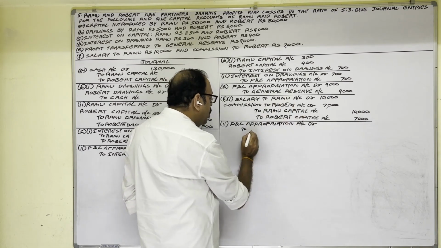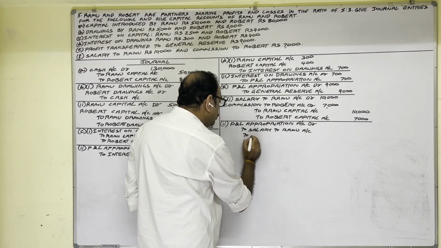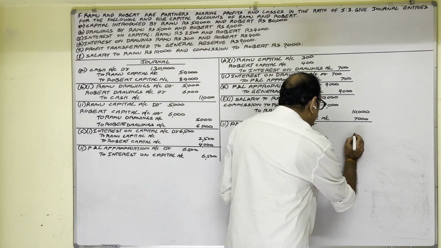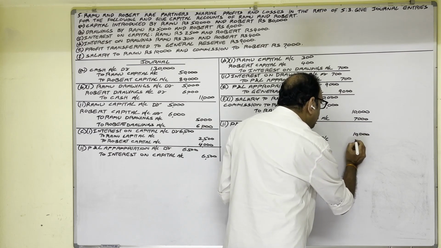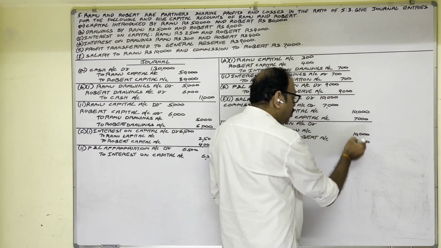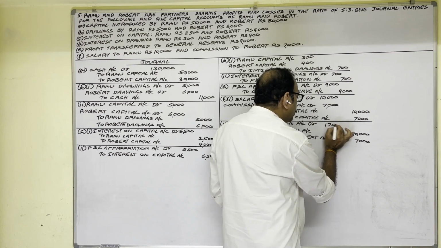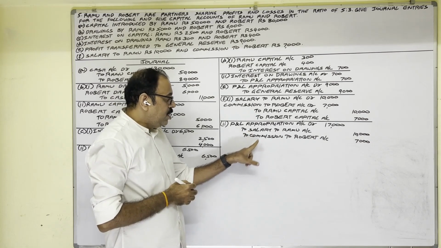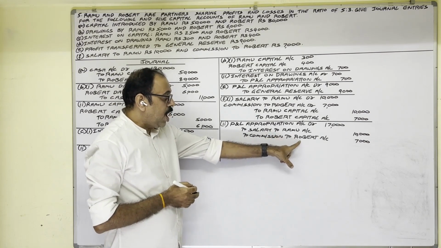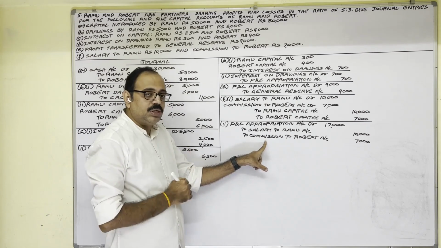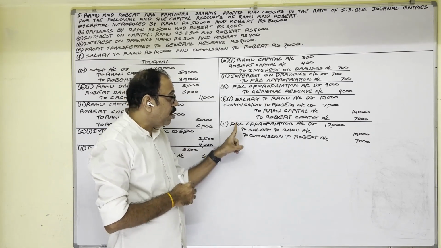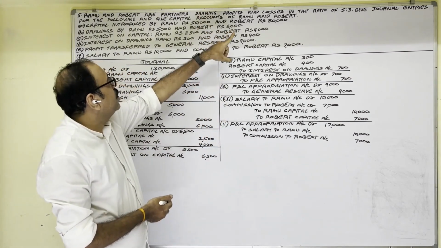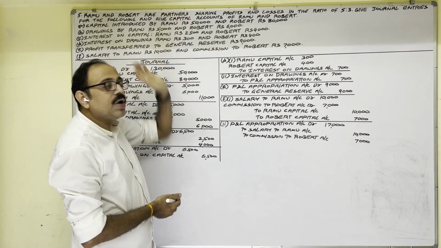To Salary to Ramu account, again to Commission to Robert account. Ramu's salary 10,000, credit column. Robert's commission 7,000, credit column. Total 17,000, debit column. Narration: being Ramu's salary account and Robert's commission account are closed by transferring their balances to profit and loss appropriation account. So with this, the first question's answer is completed. Journal entries we have completed.